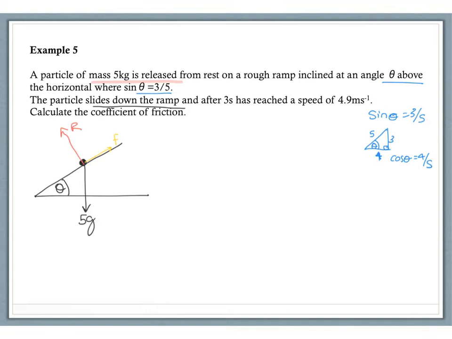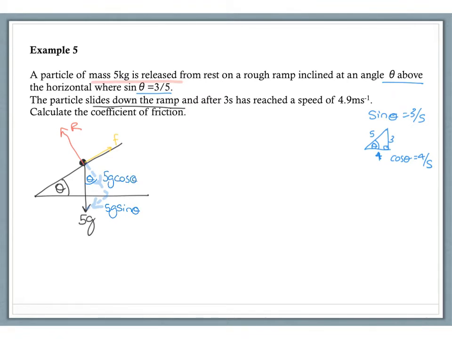Let's put in the components of the weight like that and that. So this component is of course opposite the angle, so 5g sine theta. This one's adjacent, 5g cos theta.